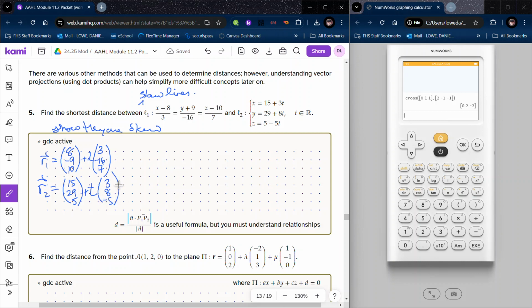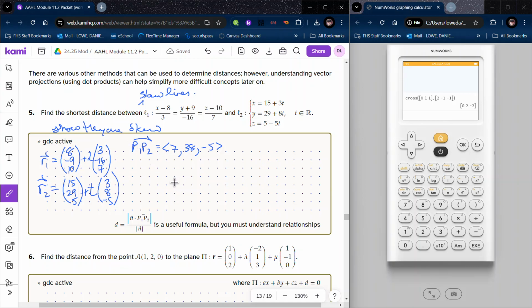So what I need to do is two things. I need to figure out, to go from R1 to R2, that directionality. To go from R1 to R2, 8 to 15 is a change of 7. -9 to 29 is a change of 38. 10 to 5 is a change of -5. So that's my directionality, P1 to P2.